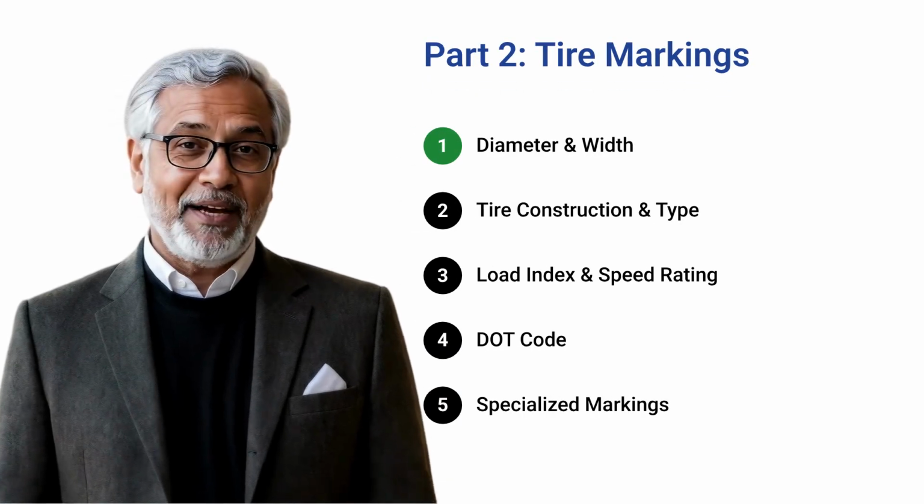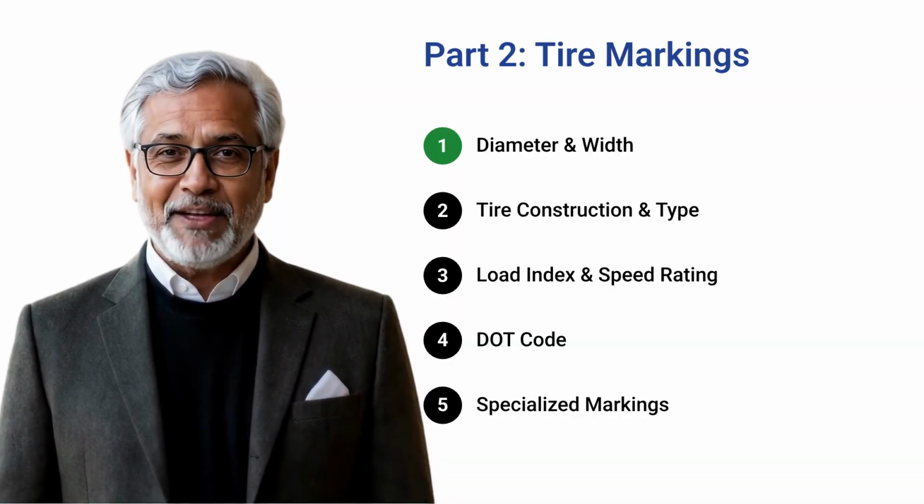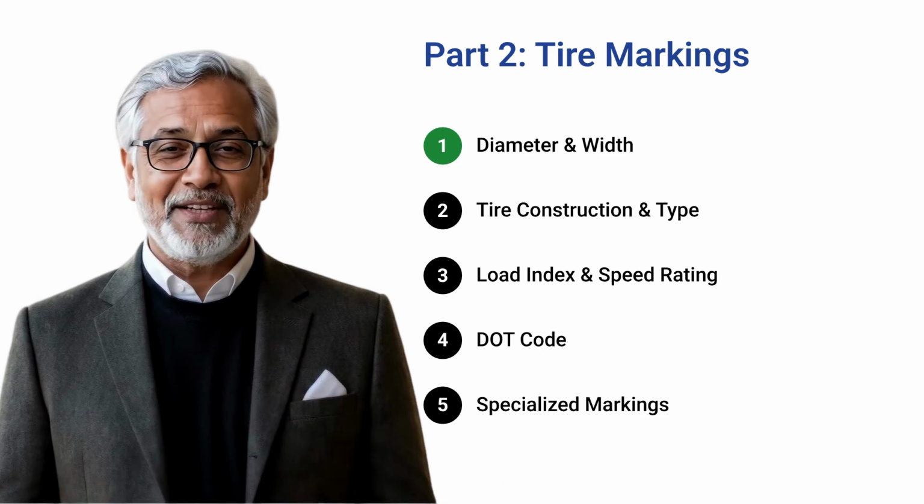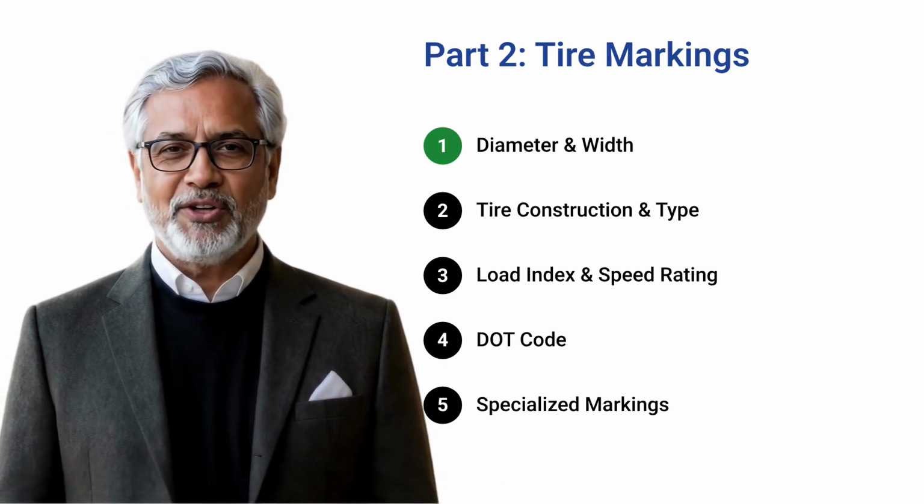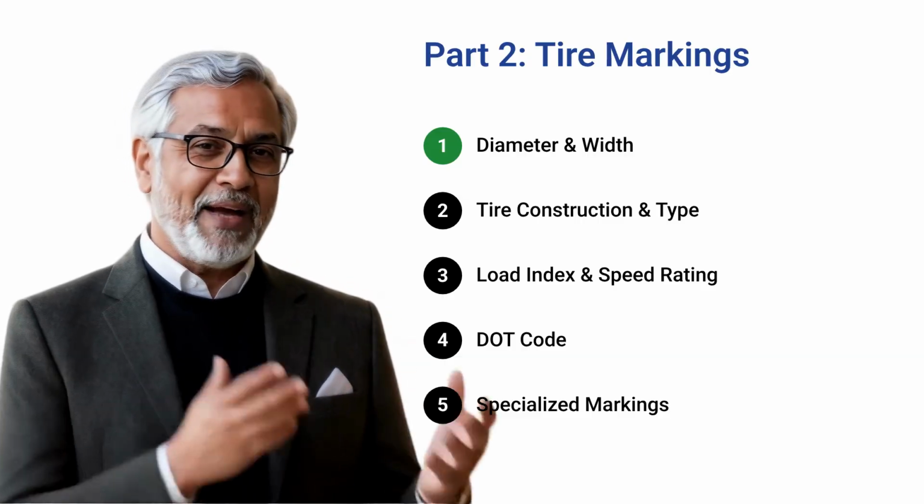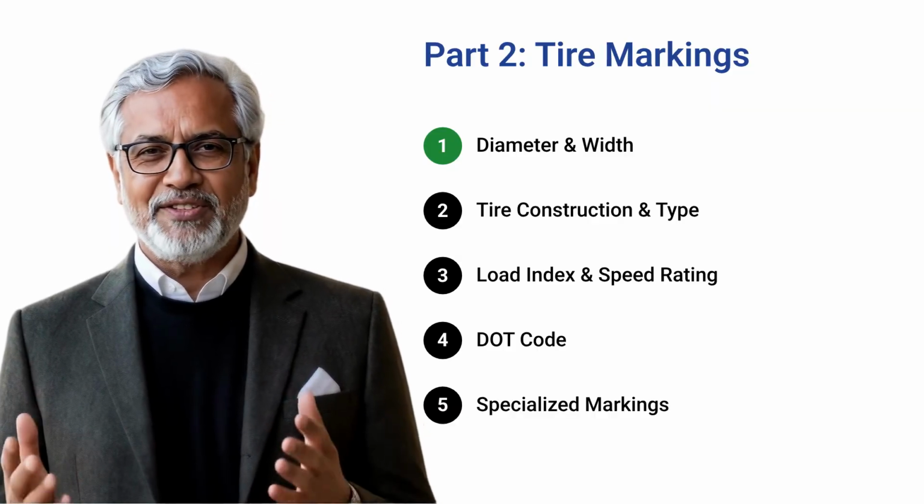We have now completed our discussion on tyre diameter and width and understood how these dimensions affect tyre size and vehicle performance. Next, let us move to tyre construction and types, where we will understand radial, bias ply, tubed, tubeless, and other commonly used tyre designs.